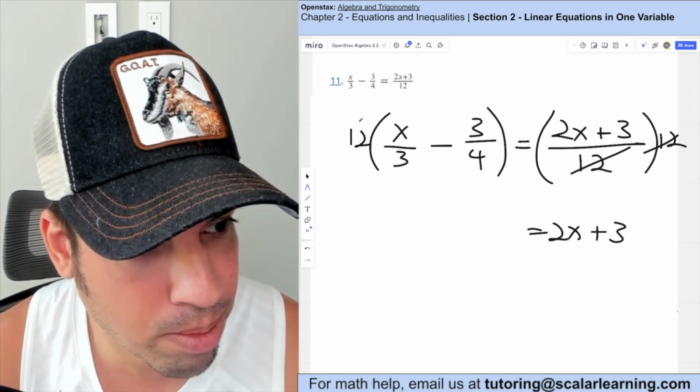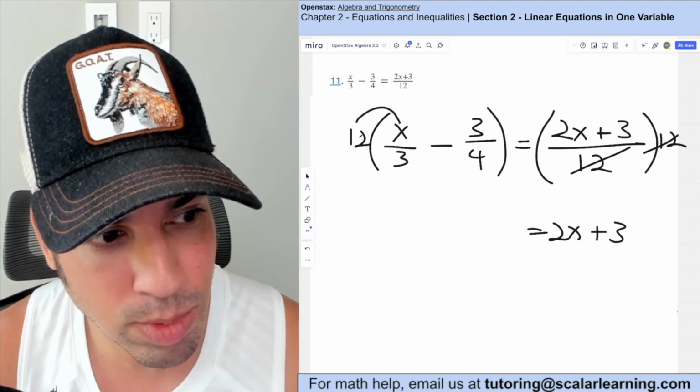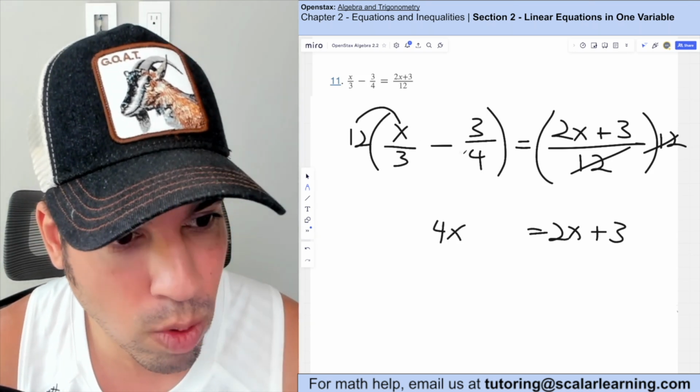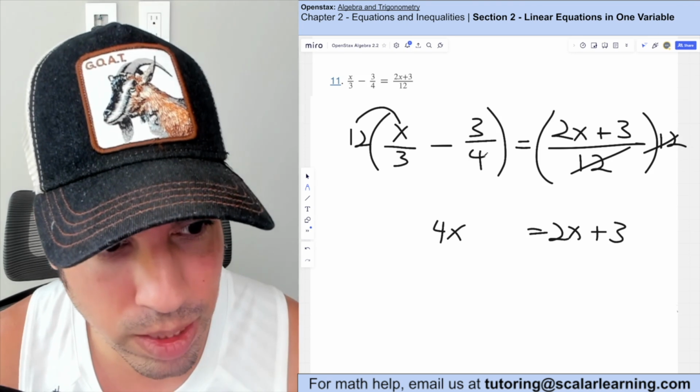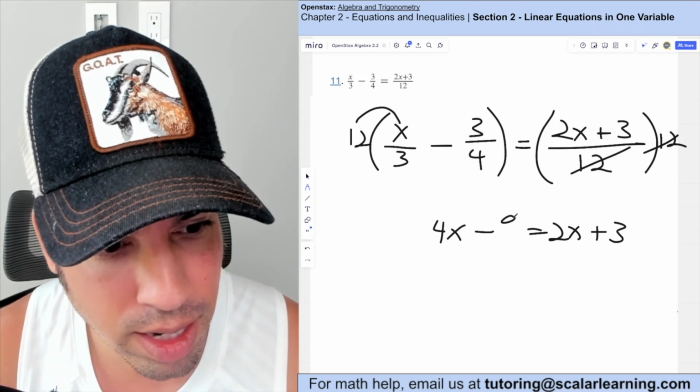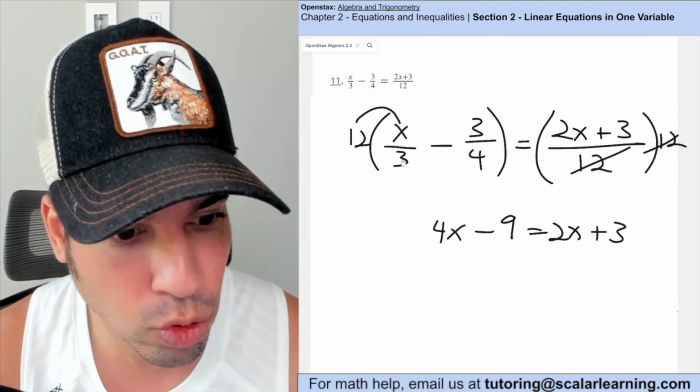Over here, what's going to happen is when we multiply against this one, it's going to be 12 over 3, which is simply 4x. And here, it's going to be a 12 over 4. That's going to reduce to a 3. And then we're going to multiply by that top numerator. 3 times 3 is 9. The other way to think about that is 3/4 of 12 is 9.